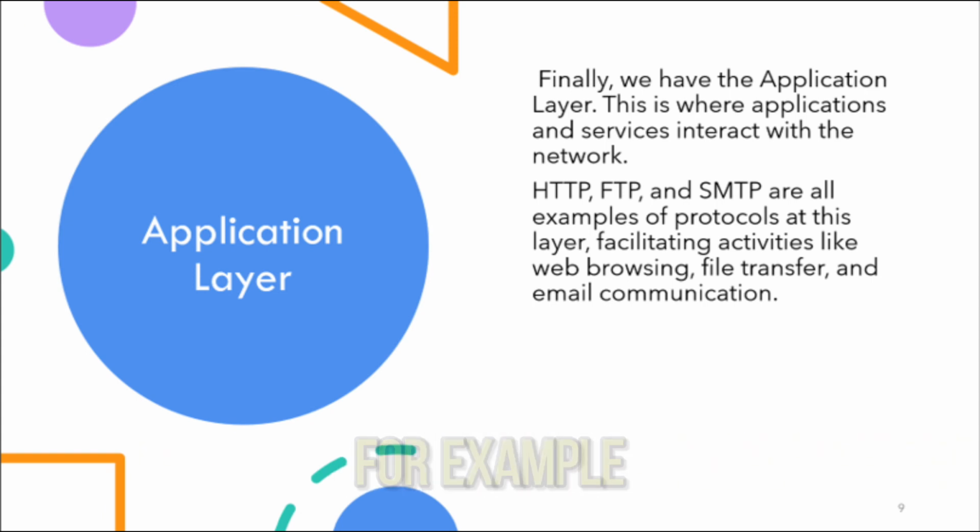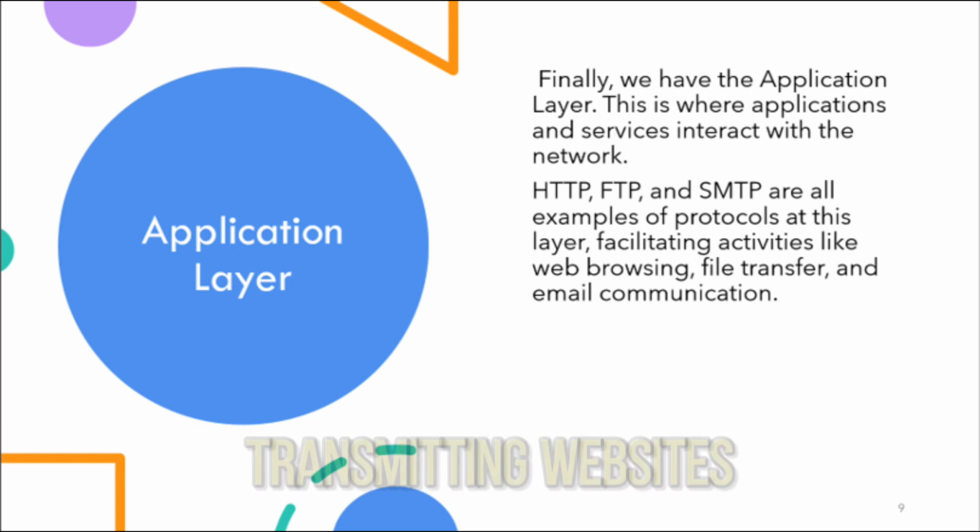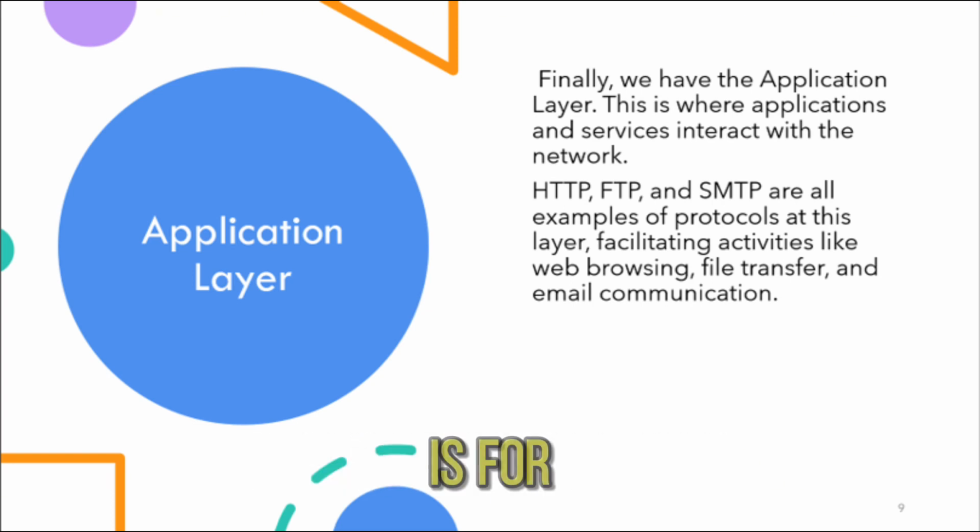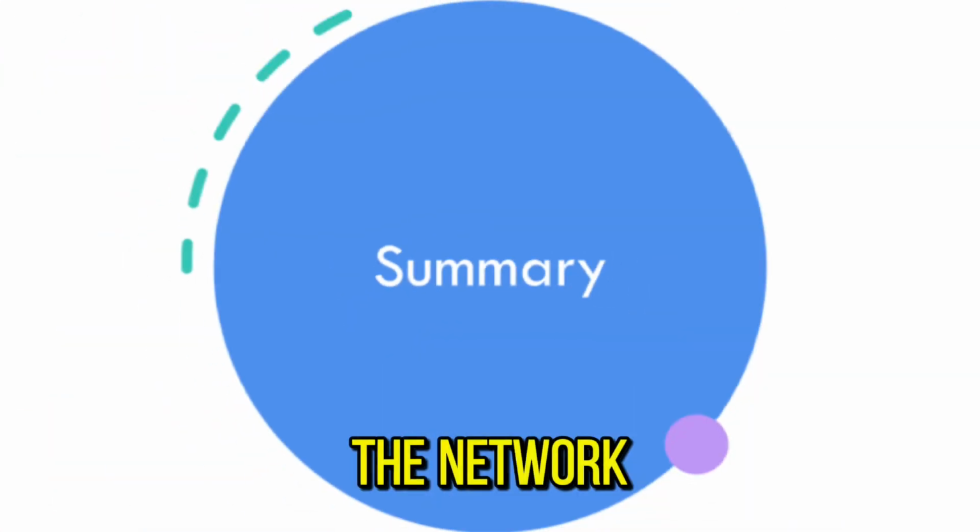Each protocol that I just listed allows the application to interact with the network in its own specific way. So for example, HTTP is used for transmitting websites, whereas FTP is for transferring files and SMTP is for sending emails. You can see how each protocol has its own function, and applications use these to carry out different functions over the network.